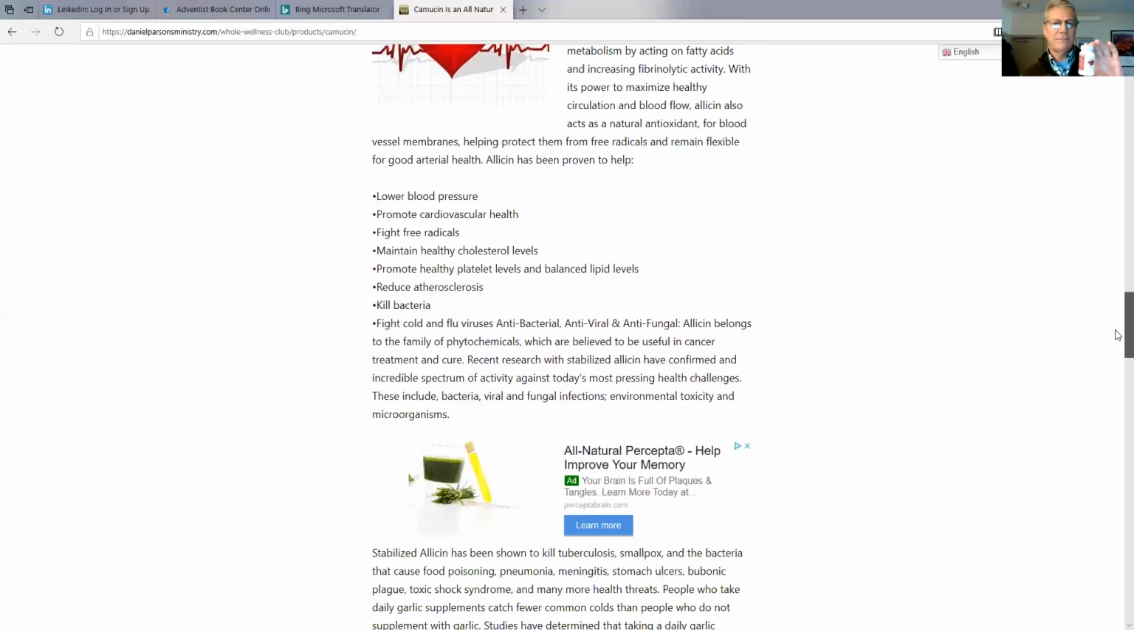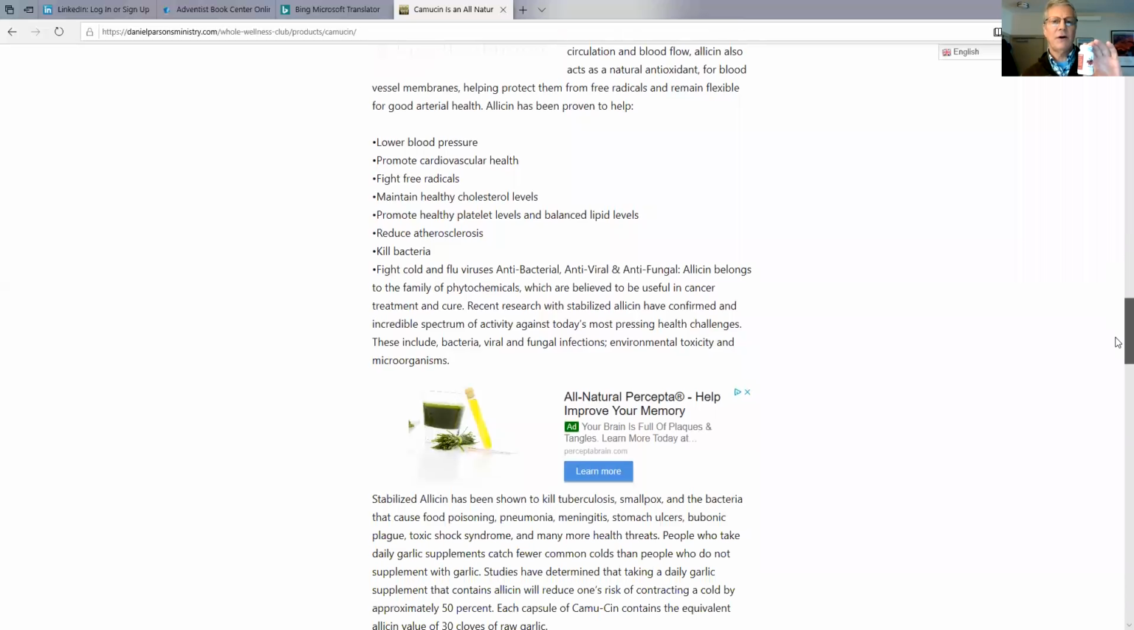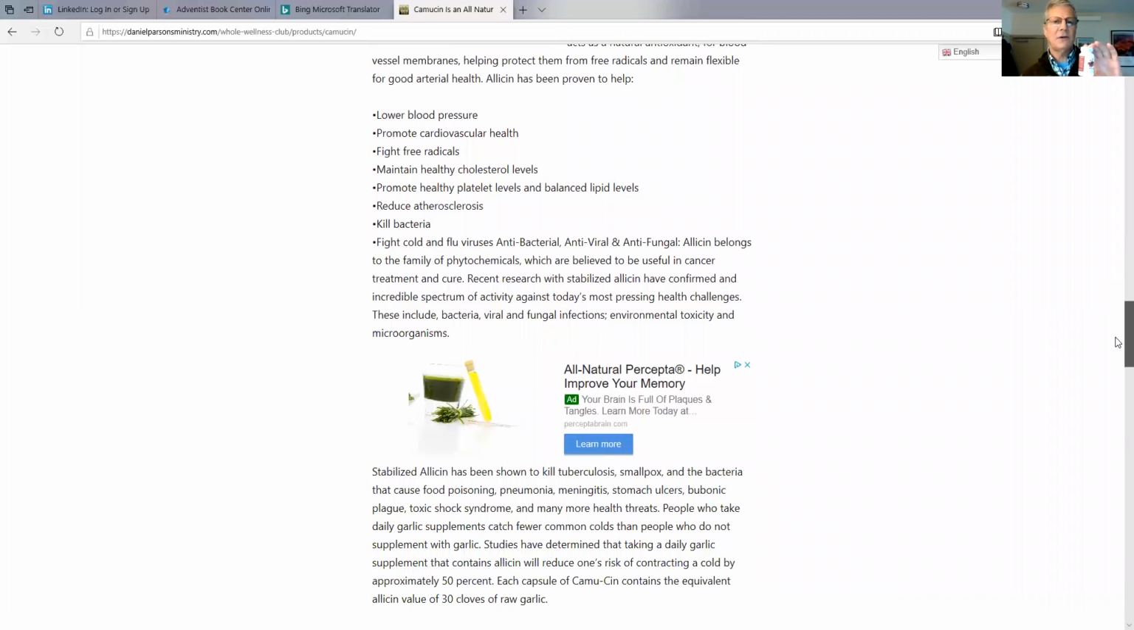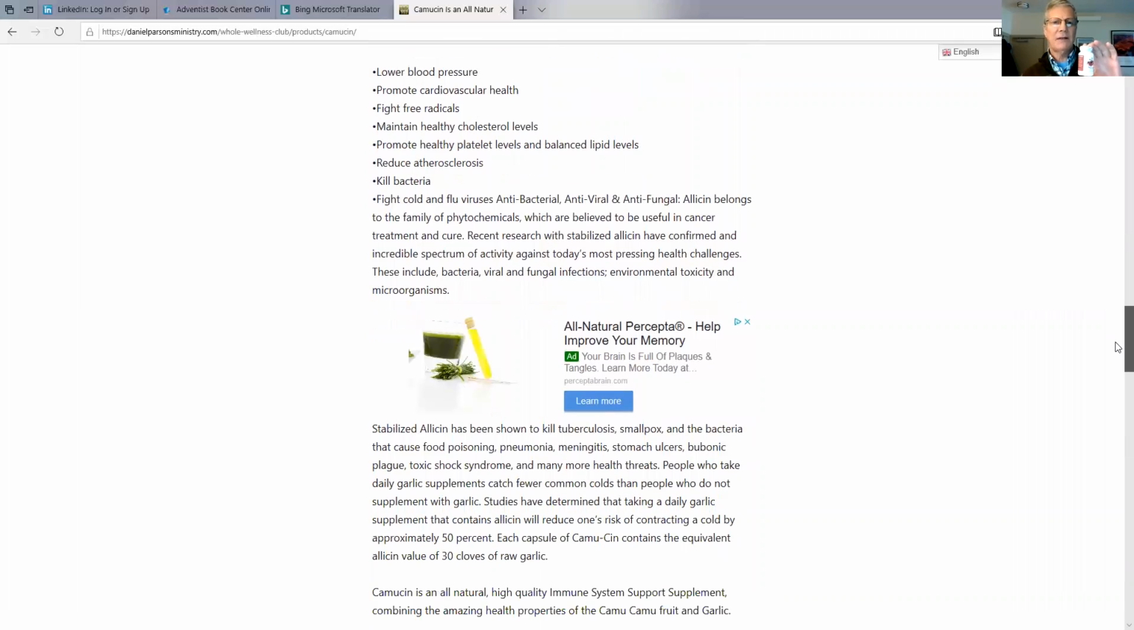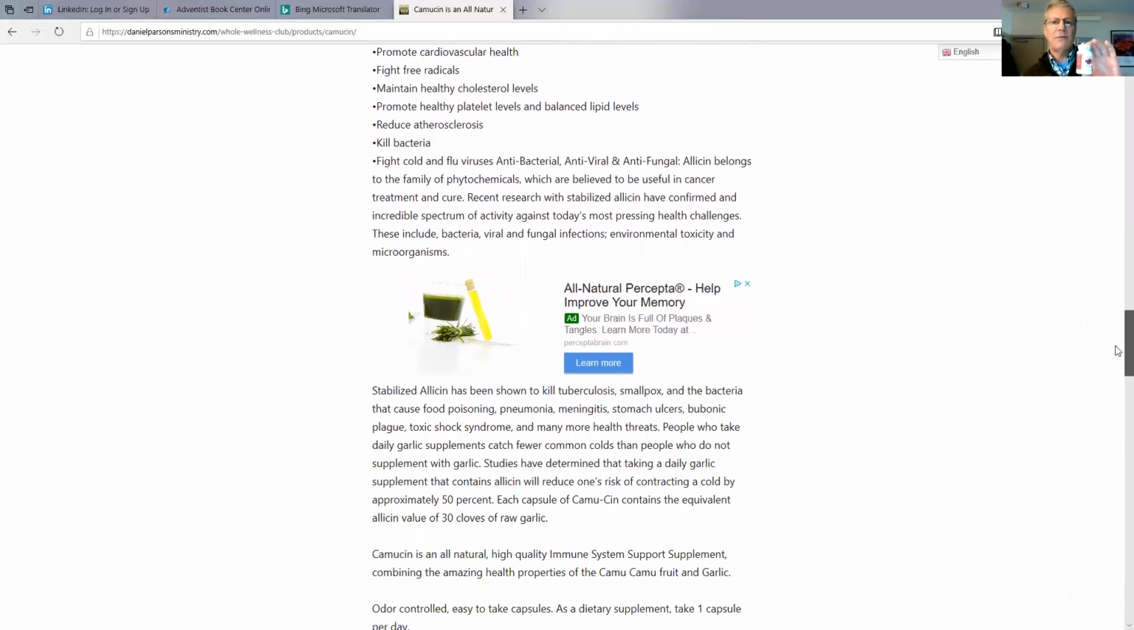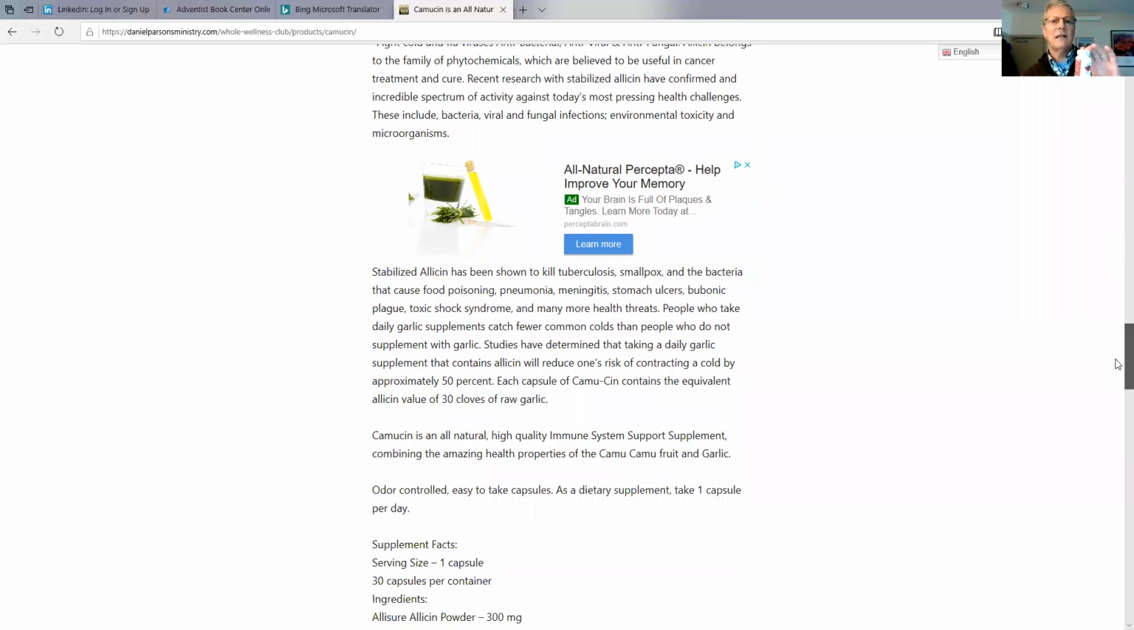Allicin has been proven to lower blood pressure, promote cardiovascular health, fight free radicals, maintain healthy cholesterol levels, promote healthy platelet levels and balanced lipid levels, reduce atherosclerosis, kill bacteria, and fight cold and flu viruses. The antiviral, antibacterial, and antifungal Allicin belongs to the family of phytochemicals, which are believed to be useful in cancer treatment and cure. Recent research with stabilized Allicin has confirmed an incredible spectrum of activity against today's most pressing health challenges. These include bacterial, viral, and fungal infections, environmental toxicity, and microorganisms.